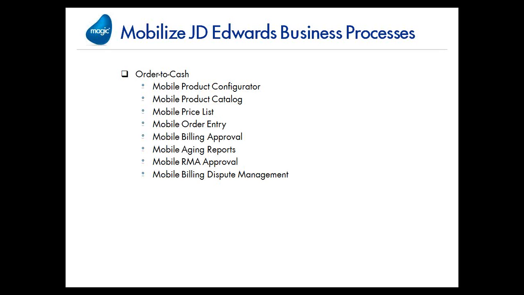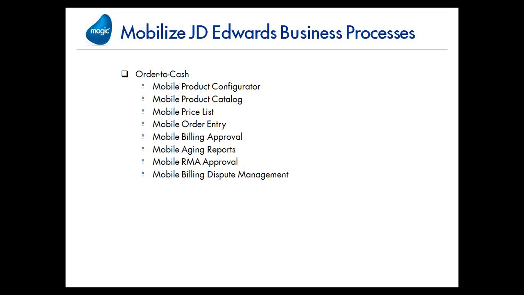In the area of order to cash, there are a number of application requirements for mobile apps, such as a mobile product configurator. We saw, for example, the iPad sales catalog from Cleveland Golf that's integrated to JD Edwards, and that's a very nice example where they're really configuring based on criteria that are very specific to their product catalog and product line. Mobile product catalogs and price lists are very popular, as are the ability to then directly enter the orders.